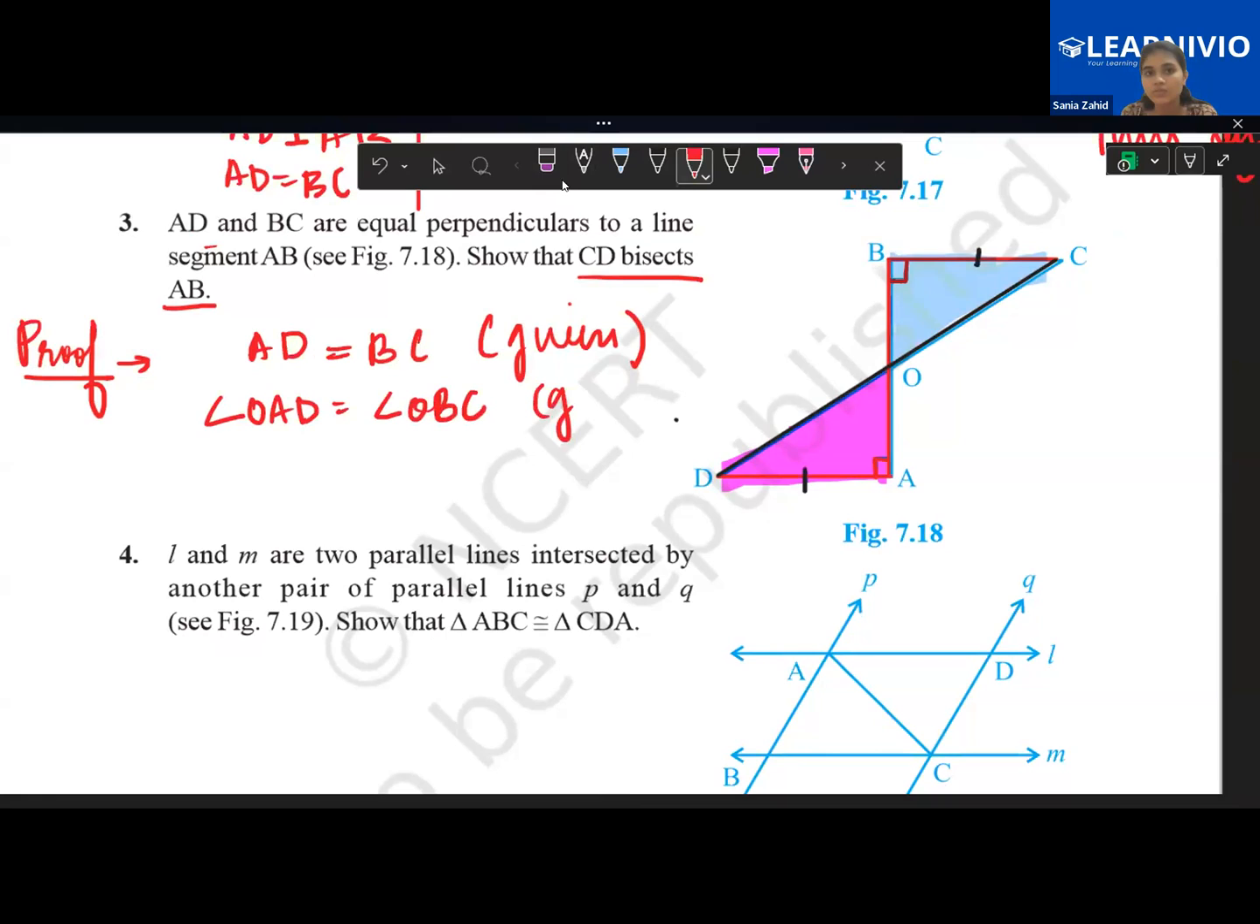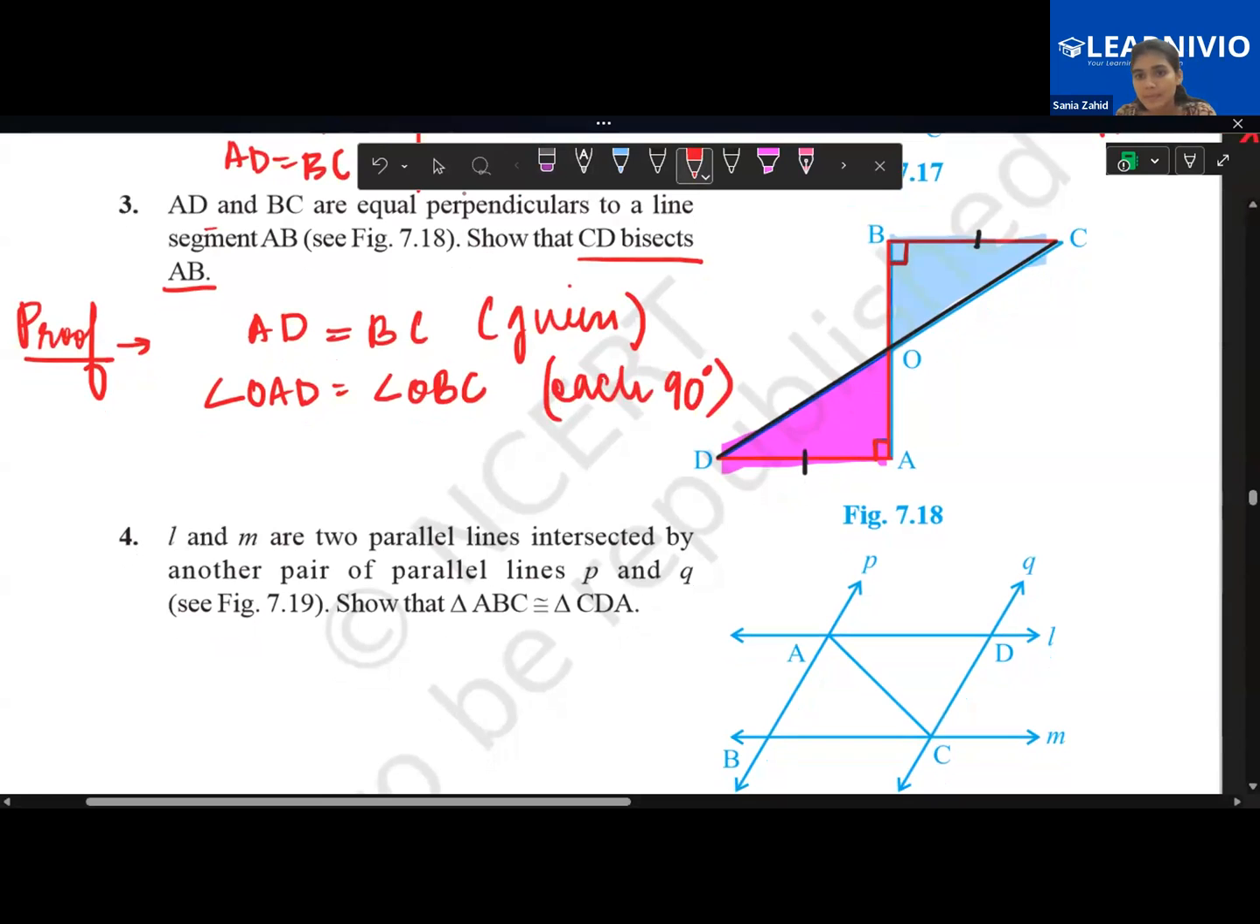It is also, no, they are both each 90 degrees. Yes, ma'am. Each 90. Then angle AOD is equal to angle BOC because they are vertically opposite angles. Very good. So for now, children, we have this side equal to this side. This angle is equal to this angle, and this angle is equal to this angle.